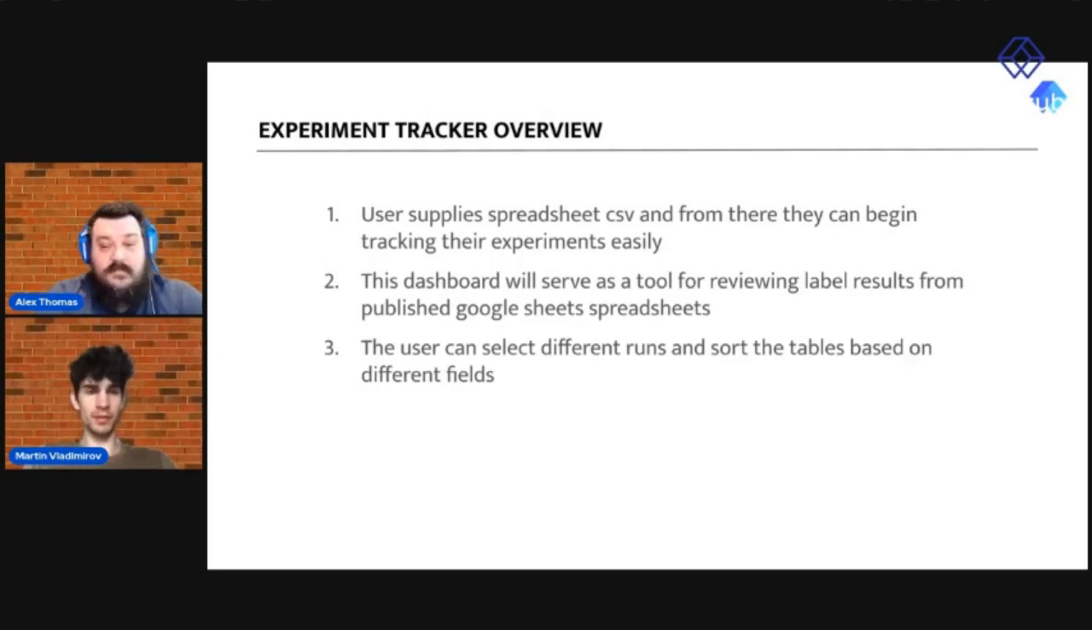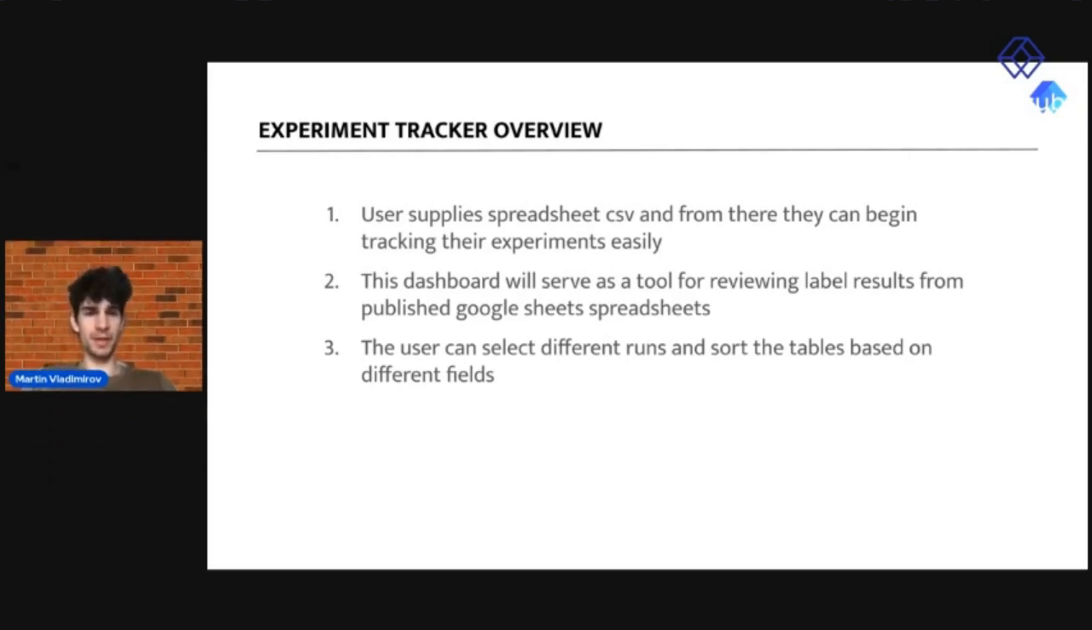Yep. All right, so for the experiment tracker overview, this is a very simple, easy to use tool with just a few easy steps to get set up. To begin, the user would supply a CSV spreadsheet, and from there, they can start tracking their experiments. It will serve as a tool for reviewing label results from published Google Sheet spreadsheets, and the user can select different runs and sort the tables based on different fields, and I'll explain as we go on.